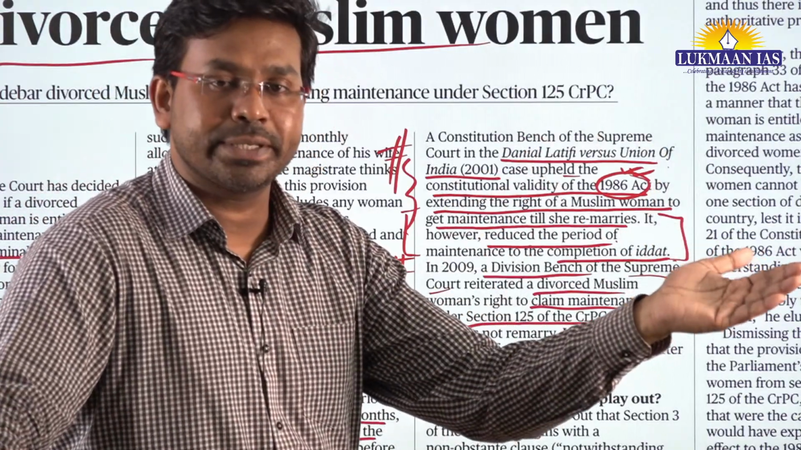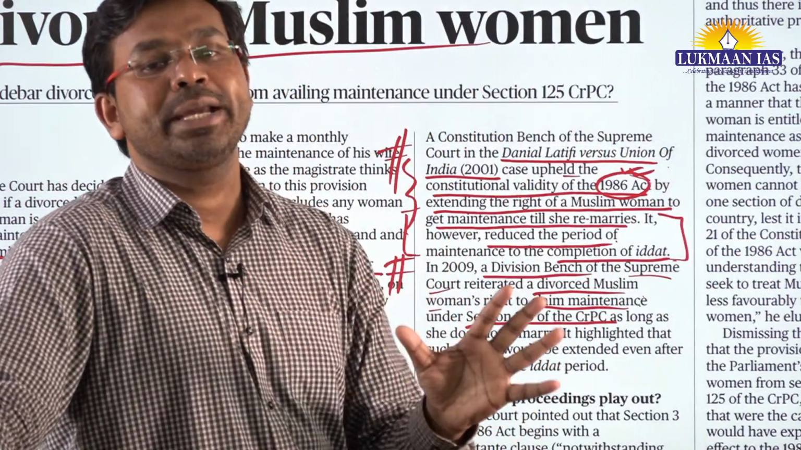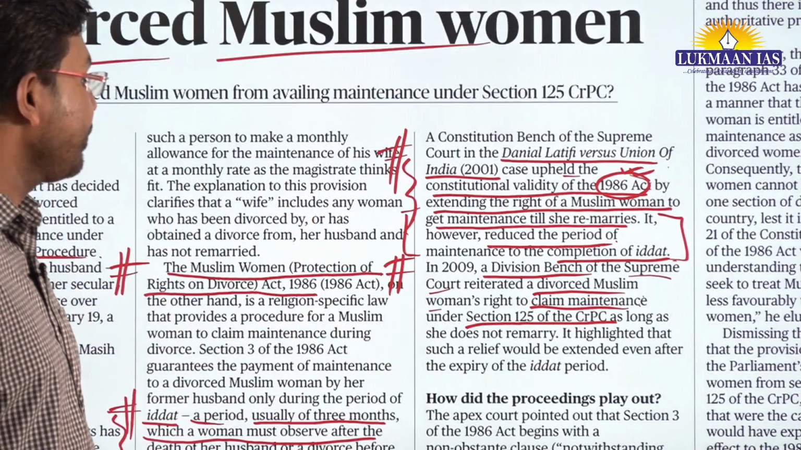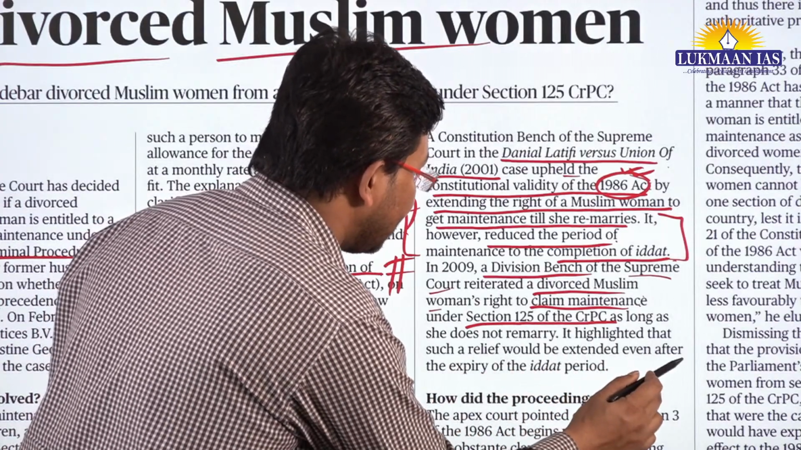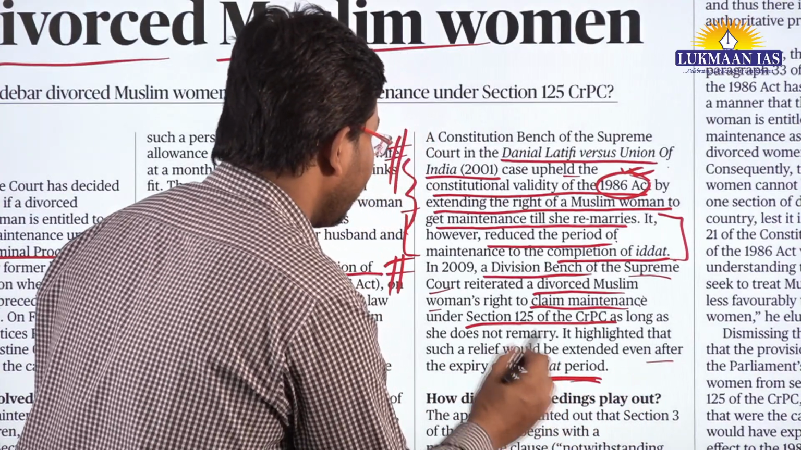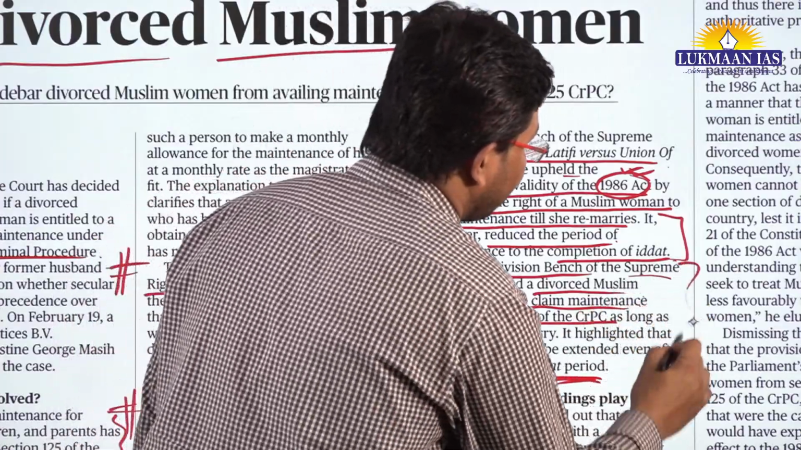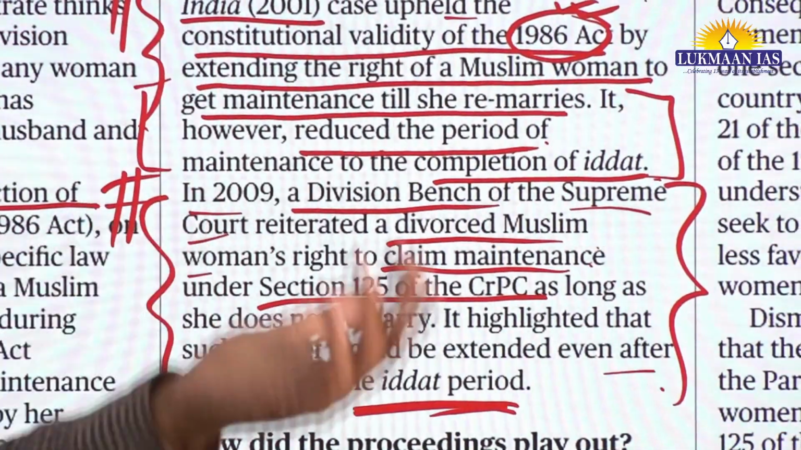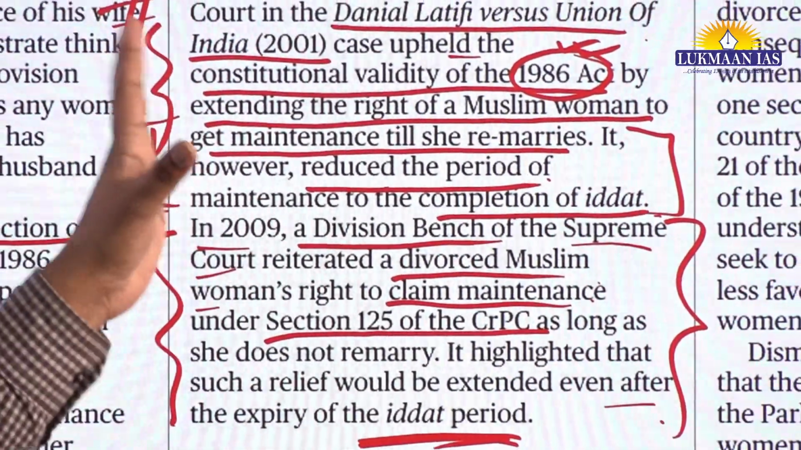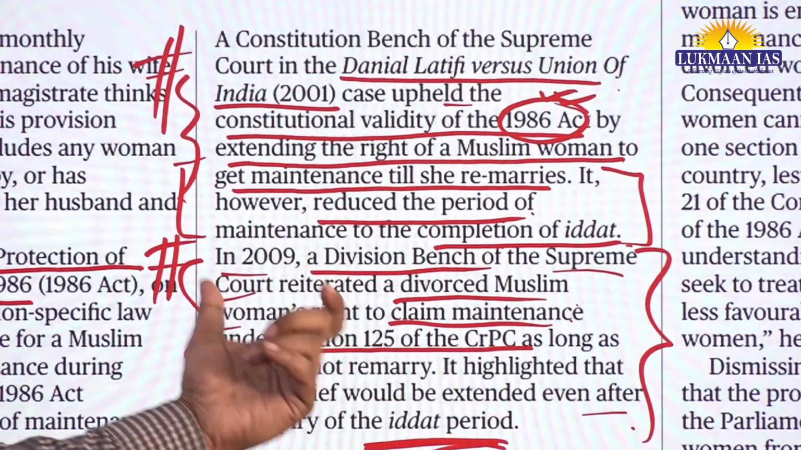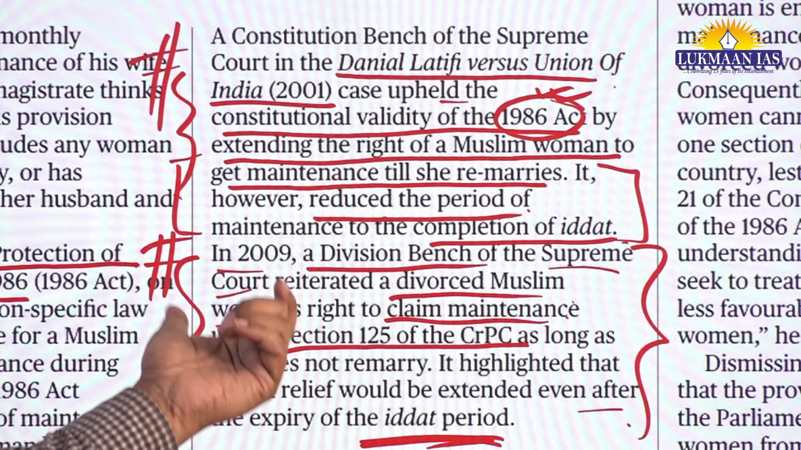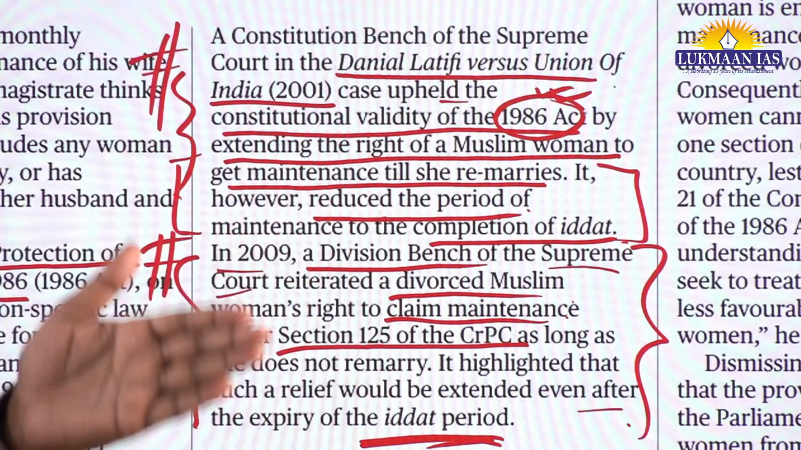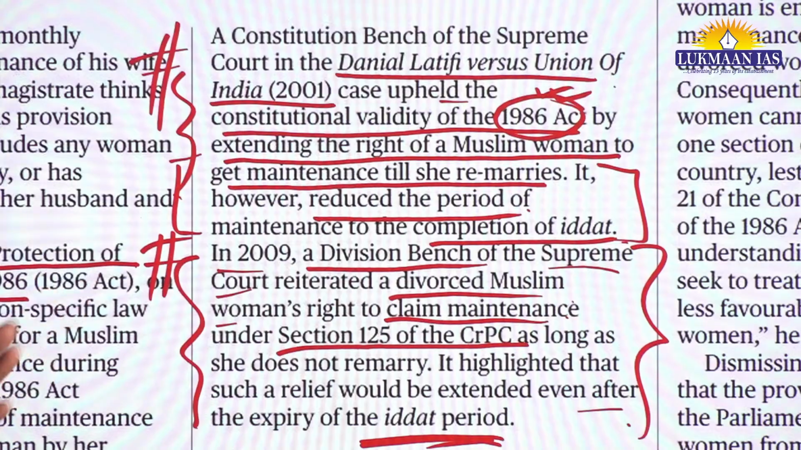If she remarries another person, only in that case will she not get further maintenance from her previous husband. The Court highlighted that such relief would be extended even after the expiry of the iddat period. Now this 2009 ruling goes a little further than the 2001 judgment, because in this case they have removed the capping of the iddat period. The Court said that if the woman does not remarry, she will continue to receive maintenance from her husband.